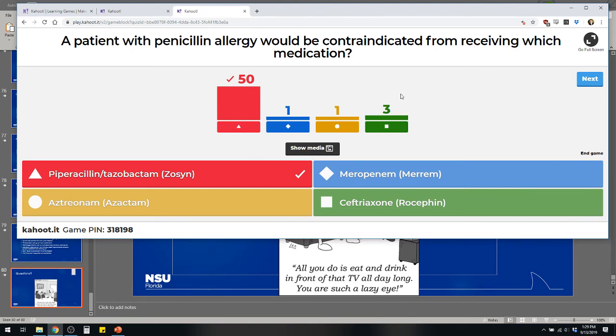Aztreonam, remember that one has really no cross-sensitivity. Meropenem, also not going to have that. And then we mentioned the ceftriaxone. What class of medication is that? Which generation? Third generation cephalosporin. Again, very low cross-reactivity. So of the three, that one would be the most likely to do it. But again, the chances are very, very small that it would actually occur.